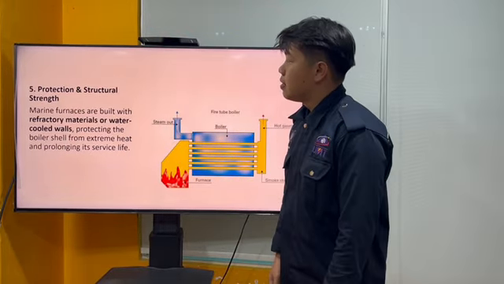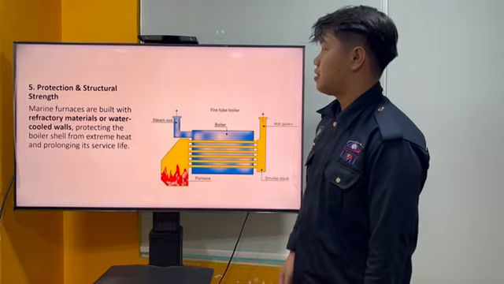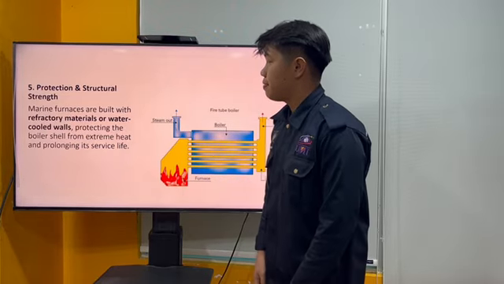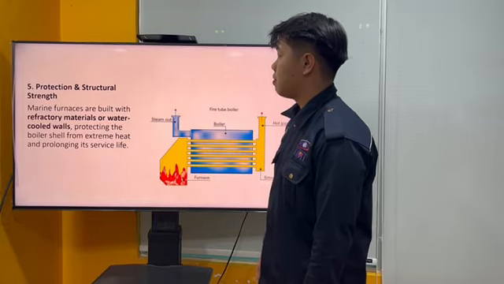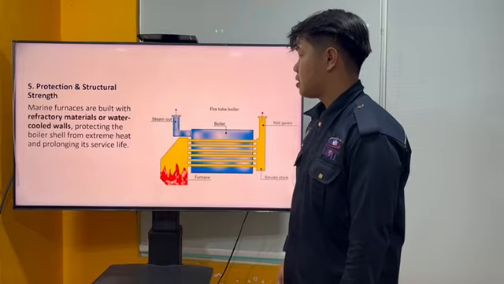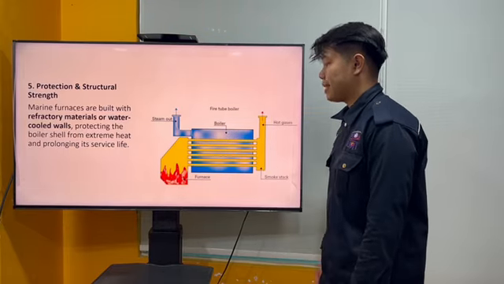Lastly, furnace acts as protection and structural strength. Marine furnaces are built with refractory material or water-cooled walls, protecting the boiler shell from extreme heat and prolonging its service life.